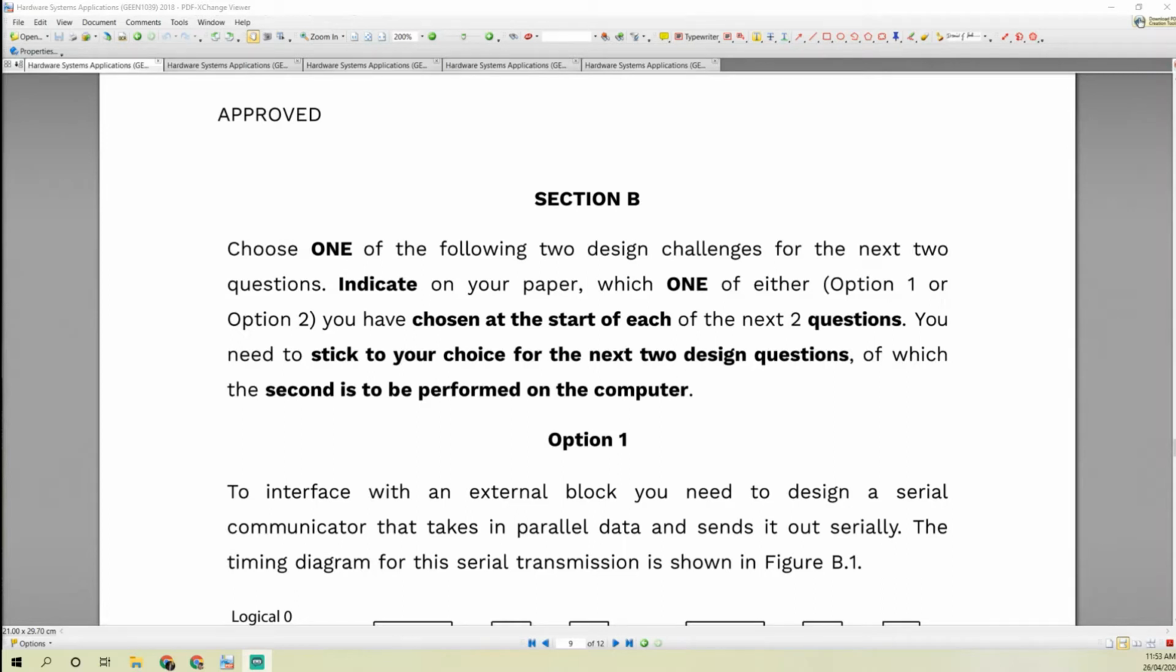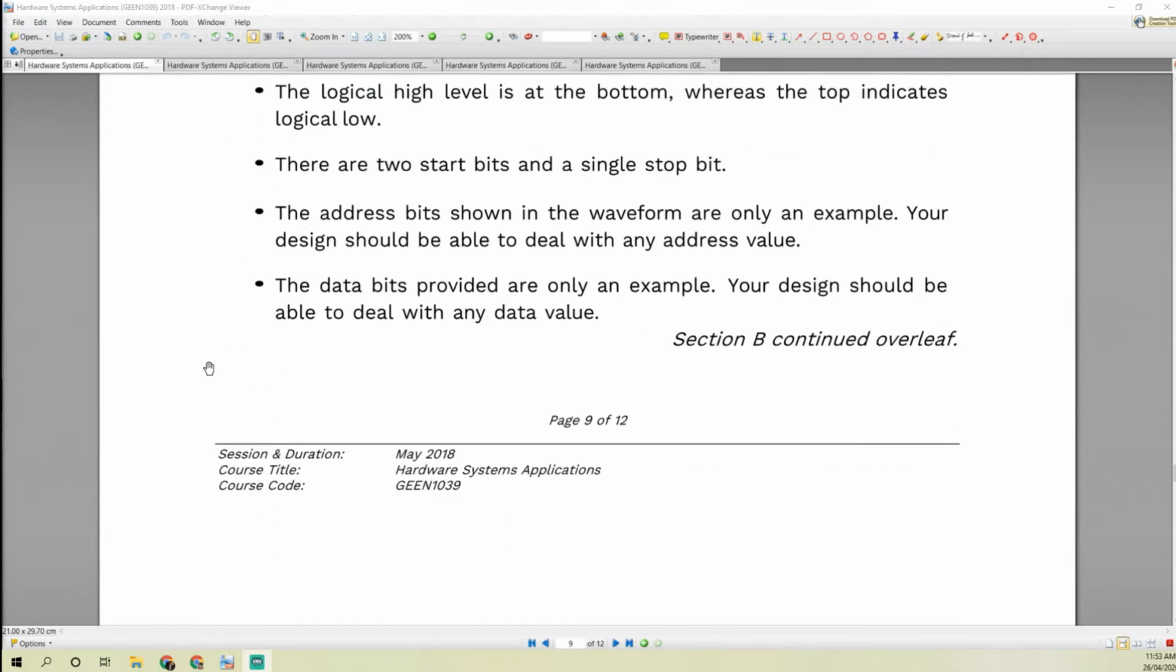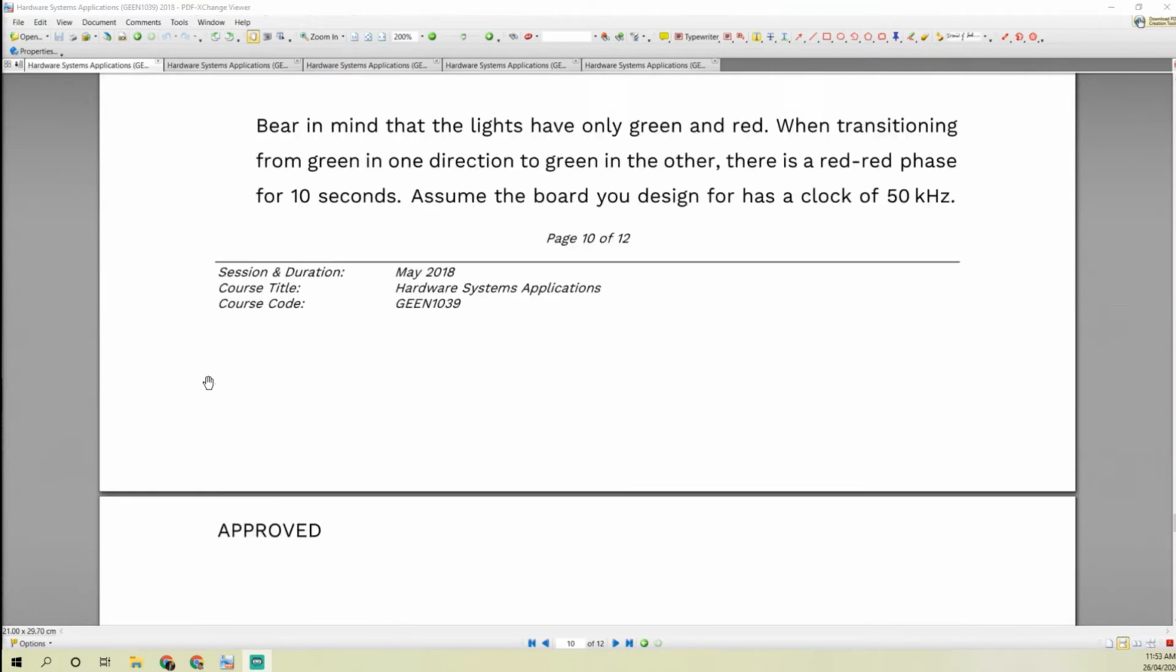Today we will be picking up where we left off in the 2018 paper, and we will be looking specifically at section B of the paper. Okay, now as usual, just as with the 2019 paper, section B has two questions, questions 5 and 6.